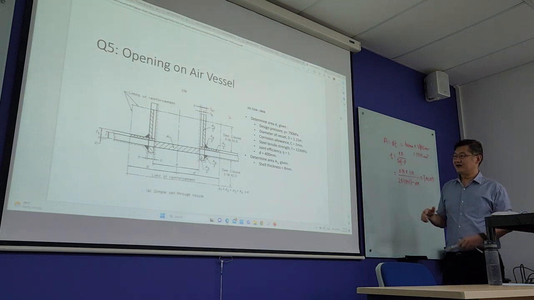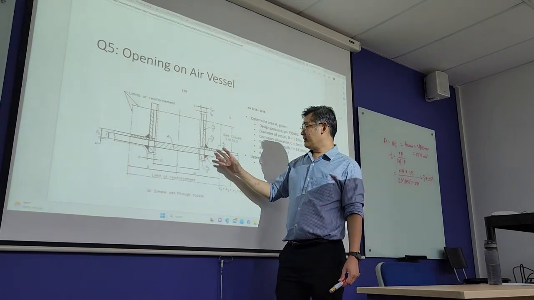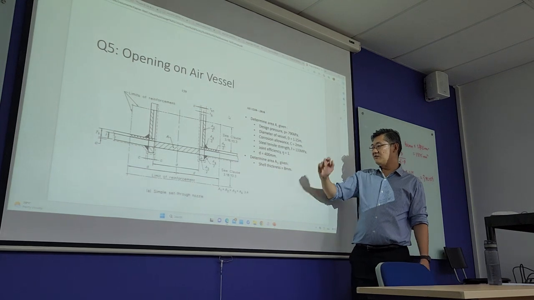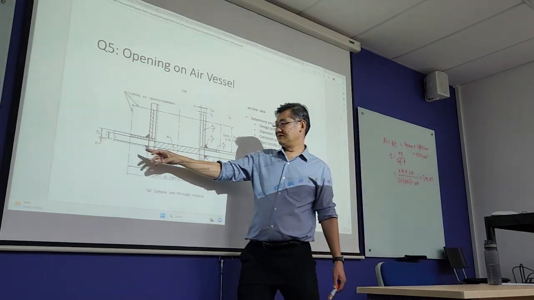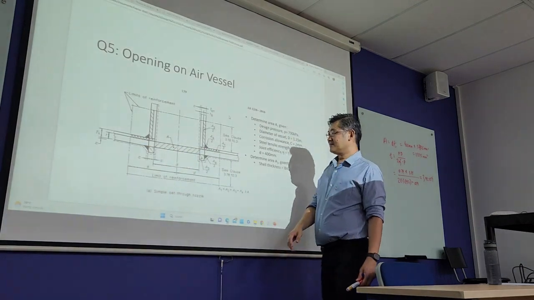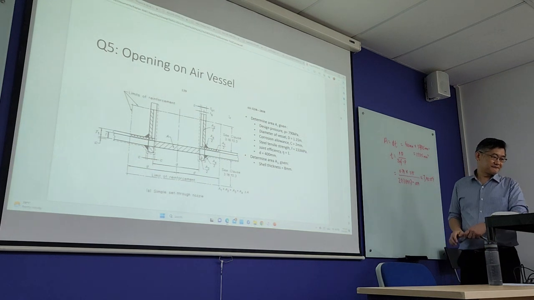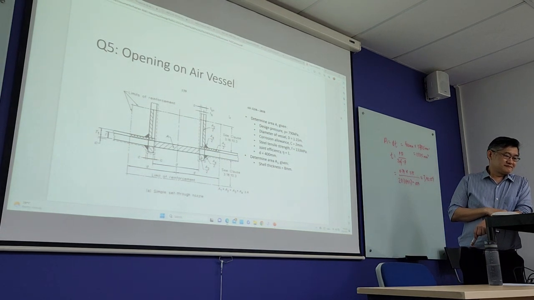Okay, so once we get the area A, which means the cutaway area, now we want to calculate A1, this area. Determine area A1, given shell thickness T1 is 8 mm.